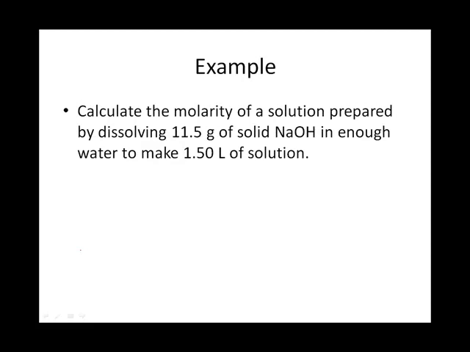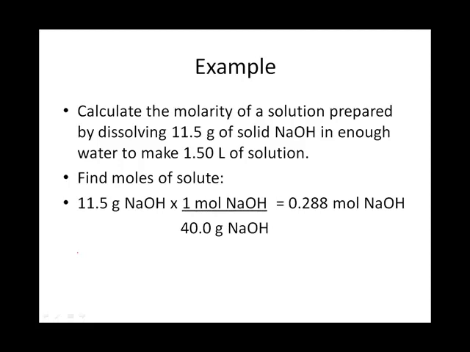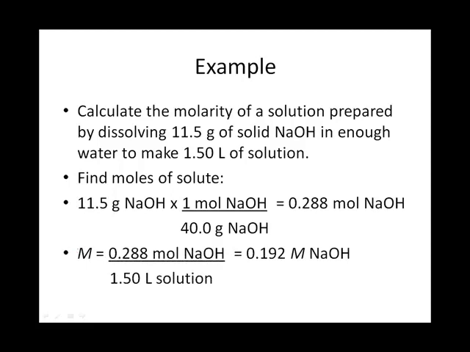Here's an example problem. Calculate the molarity of a solution prepared by dissolving 11.5 grams of solid sodium hydroxide and enough water to make 1.5 liters of solution. First thing we need to do is find moles of the solute. Okay, and we do that by taking 11.5 grams and dividing it by its molar mass, and we get 0.288 moles of sodium hydroxide. Then we plug it into our equation where molarity is found by dividing moles per liters, and we get 0.192 molar solution of sodium hydroxide.